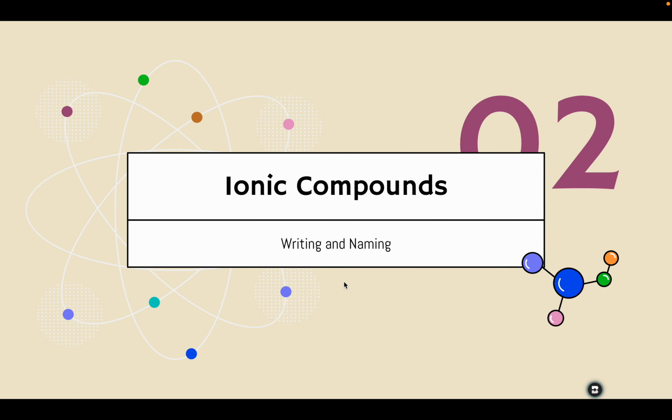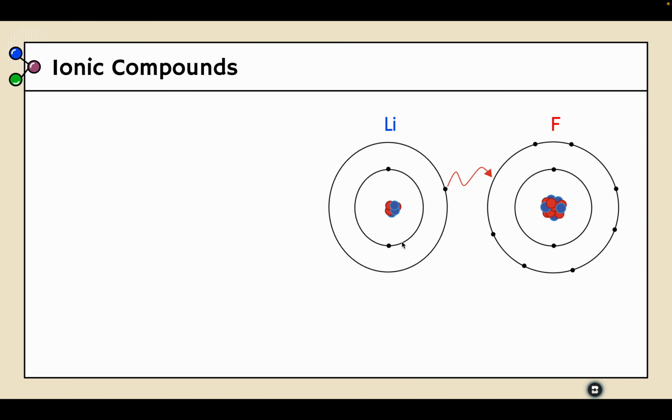To another lecture video. This is the second portion of our chapter 10 unit, and it's ionic compounds. With today, we're going to make sure that you understand how to write and name ionic compounds. So first things first, take a look at this picture.